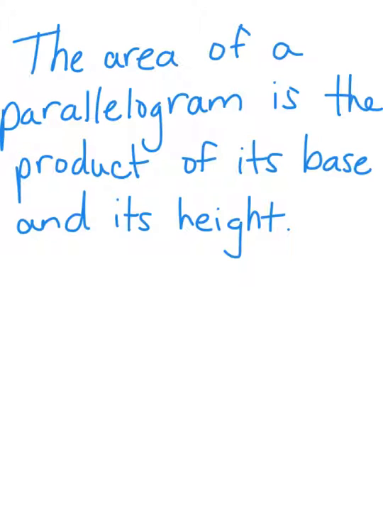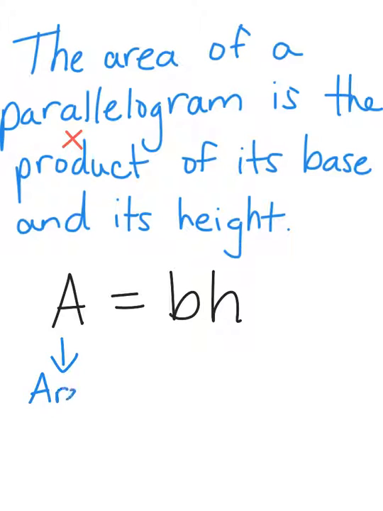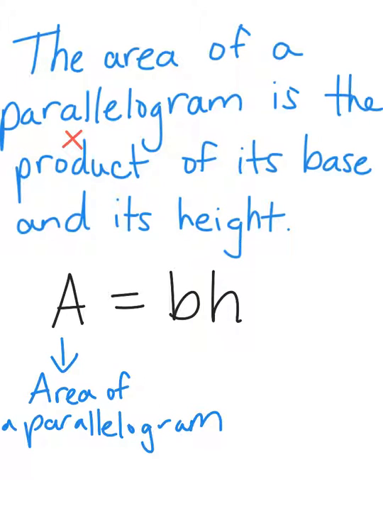The area of a parallelogram is the product, which we know means multiplication, of its base and its height. The formula we're going to use is capital A for area, and then B times H, where, again, just getting to know these pieces, A means area, in this case of a parallelogram, and B means the base, and the H means the height.